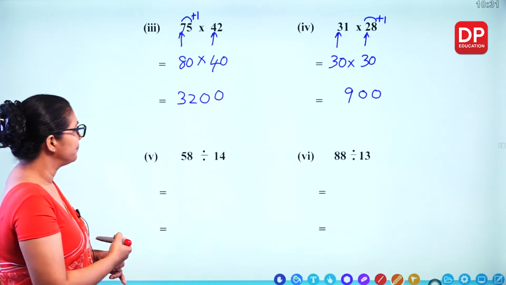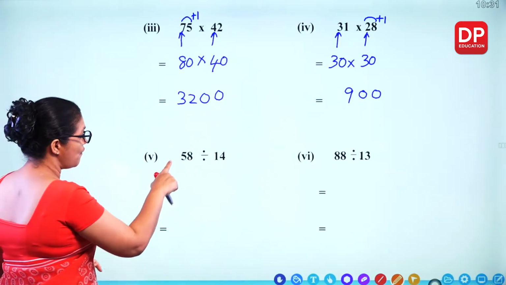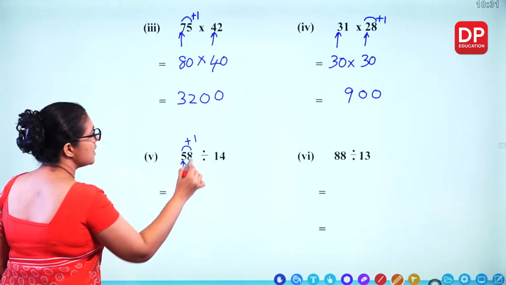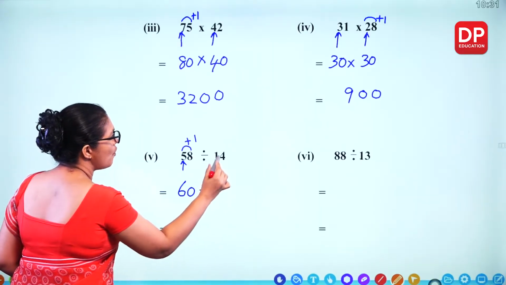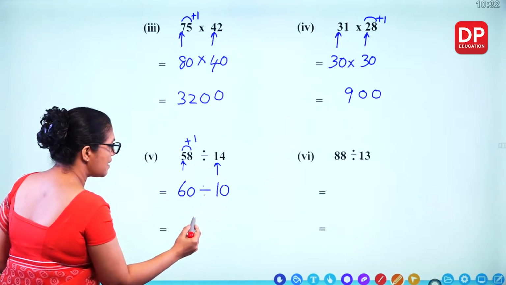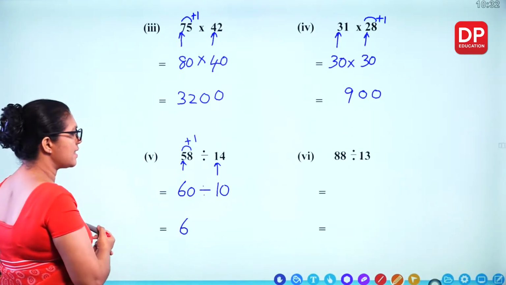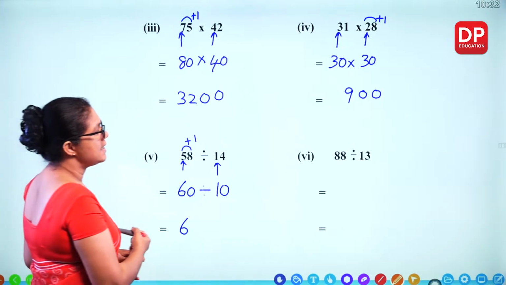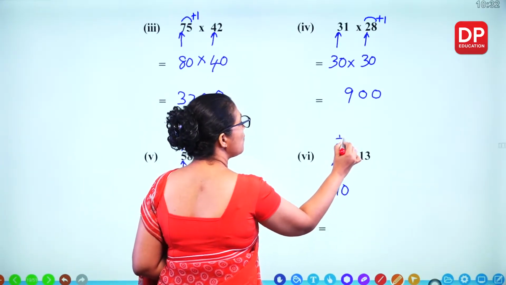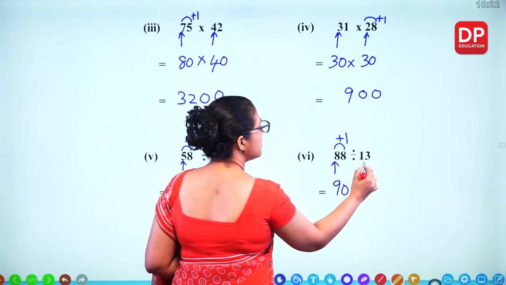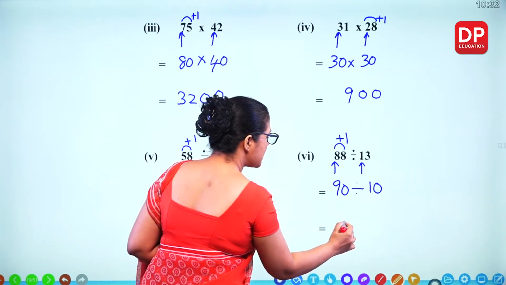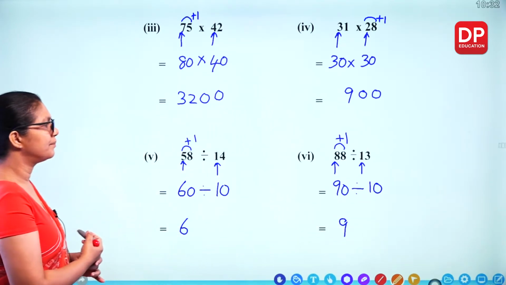900. Now division. 58, round it to nearest 10. This becomes 60. 14, no need to add 1, so that's 10. 60 divided by 10, you get 6. 88 becomes 90 because you have to add 1. 13 becomes 10. No need to add 1. 90 divided by 10, that's 9.